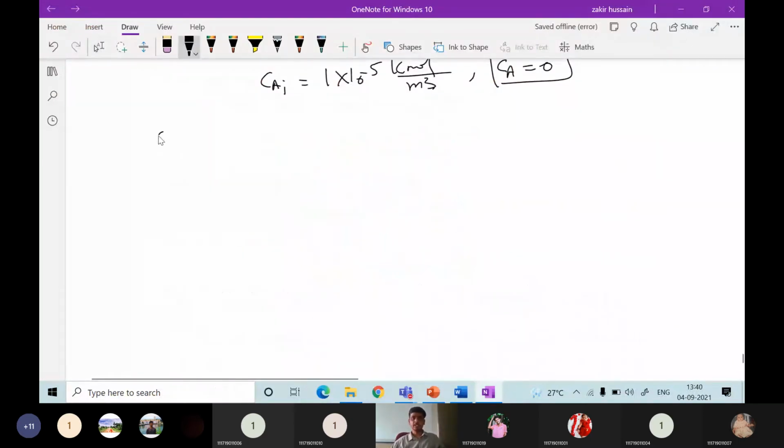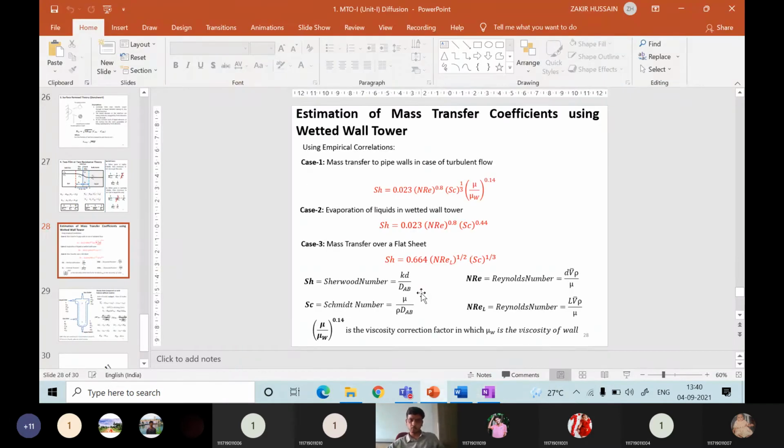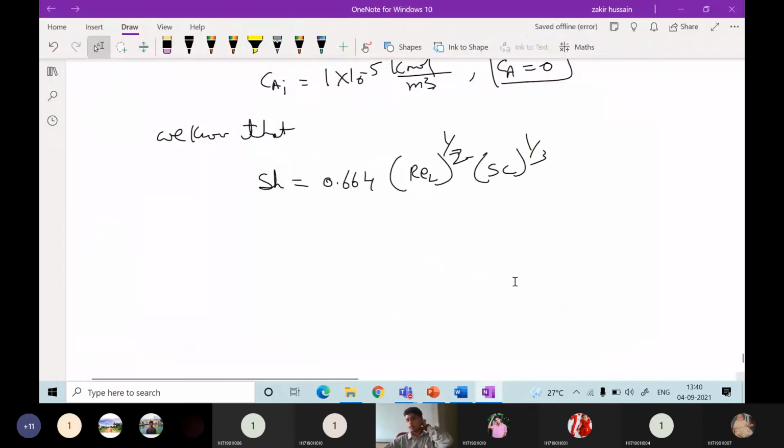So the correlation, we know that Sherwood number is equal to, for the flat sheet, 0.664 Re_L power 1 by 2 Sc power 1 by 3. Okay, this is 1 by 2, Re_L power 1 by 2.